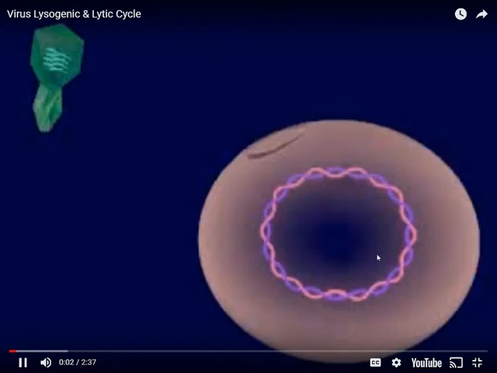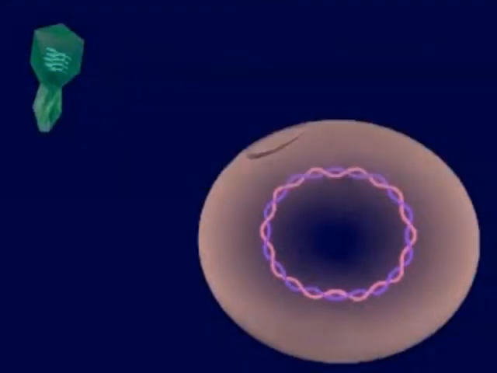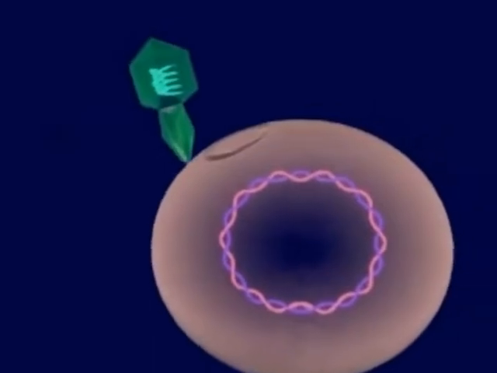In a lysogenic cycle, viral nucleic acid becomes part of the host cell's chromosome and is replicated with it. Eventually, the virus enters a lytic cycle and kills the host cells.